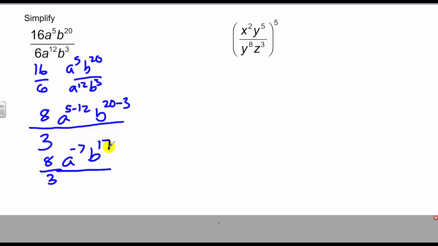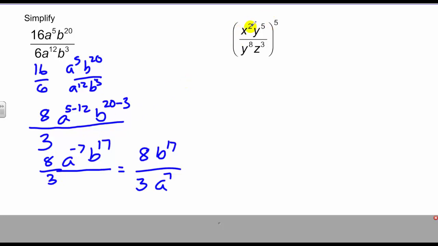Now, typically they ask to give answers with no negative exponents. So if I see this negative exponent, I take its reciprocal, and since it's in the numerator, I'll put it in the denominator, and I have the positive power now. And this is my final solution.